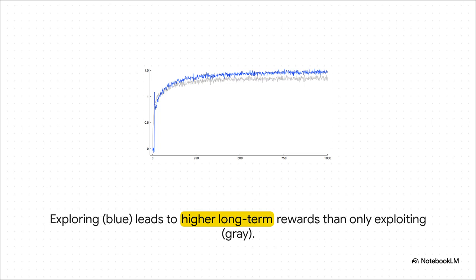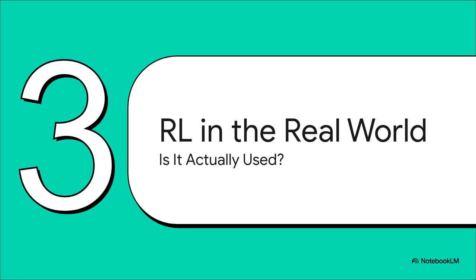This agent mostly exploits, but every once in a while it takes a random action. It explores. It might seem a little slower at the very beginning, but look what happens over time. It blows the other one out of the water because that little bit of exploration helped it find a better strategy in the long run. It's absolutely critical.